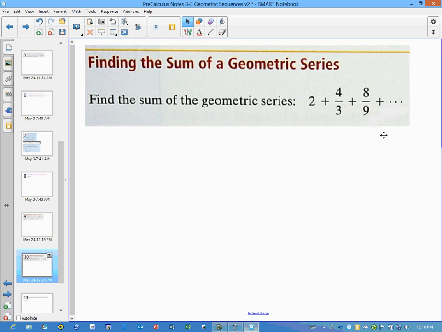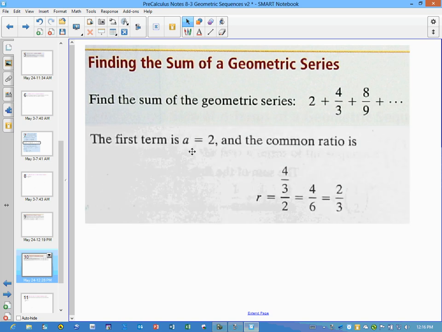And here we don't know what the general term is. They haven't given that to us, but we can figure it out because we know that a sub 1 is 2, and we know that r, the ratio, will be any term divided by the previous term. So right away I know that the first term is 2, and the second term I can do 4/3 divided by 2 would be 2/3. So r is going to be 2/3. Now I know everything I need to know.